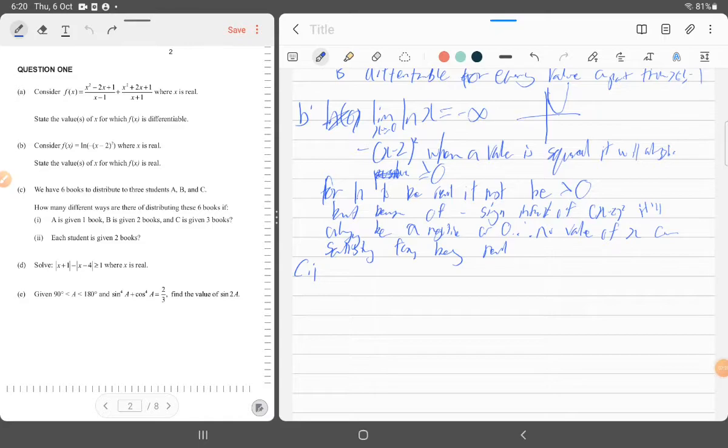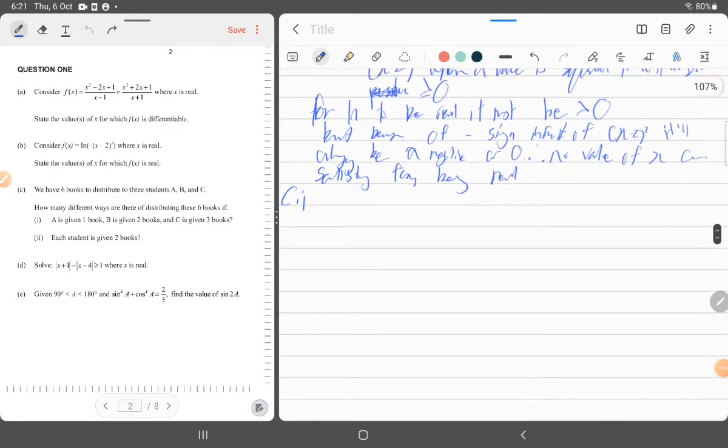For a combination, it does not matter what order it goes in. If it matters what order things are given, that is called a permutation. But in this, it's just asking different ways of distributing 6 books, so it's just a combination. So to person A, we can give 1 book out of the 6 books we have.